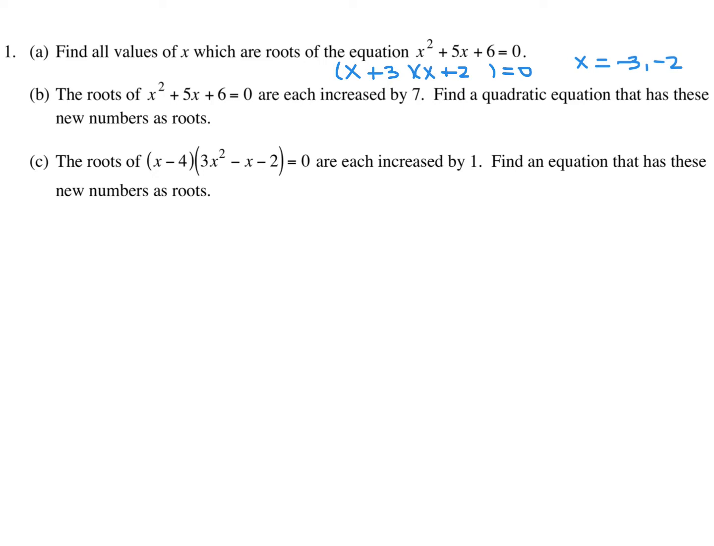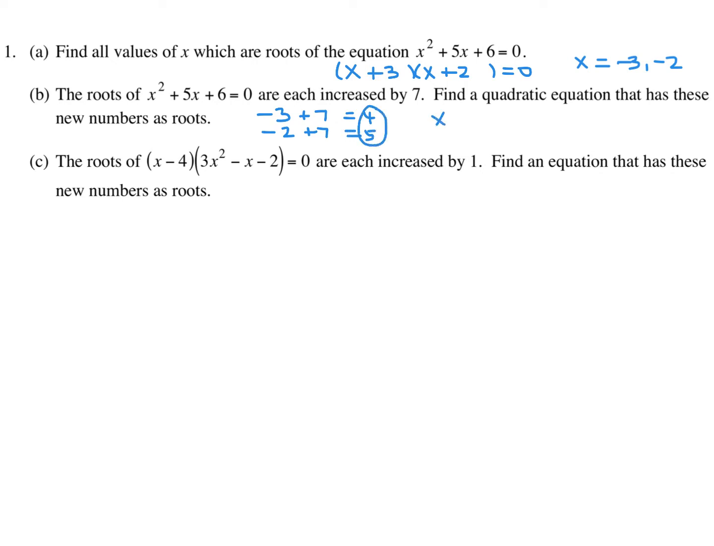Part B. The roots of that equation are increased by 7. Find a quadratic equation that has these roots. Okay, so the roots are going to be increased by 7. So minus 3 plus 7, that's 4, right? Yeah. And then the other root, minus 2, is increased by 7 to get 5. So these are the two new roots here.